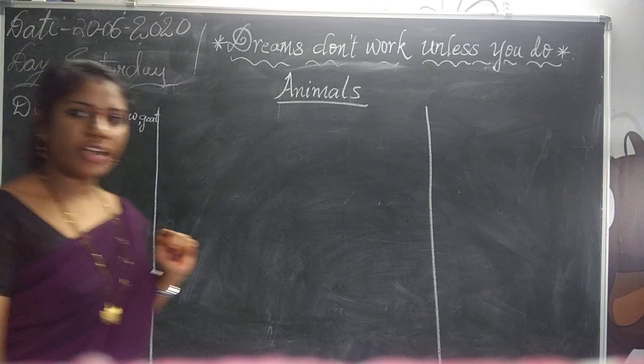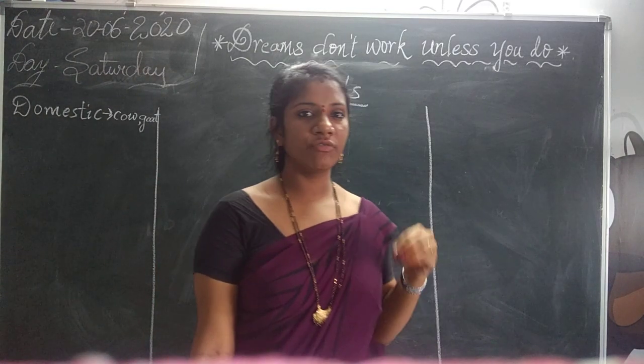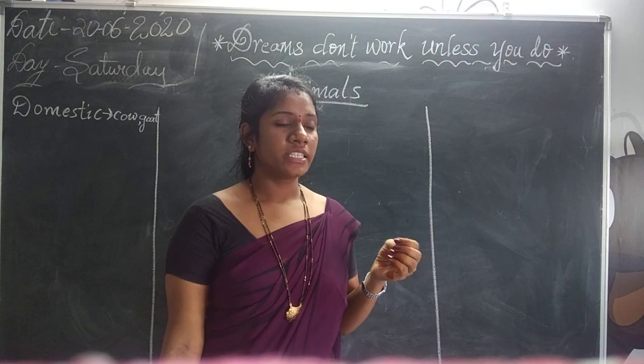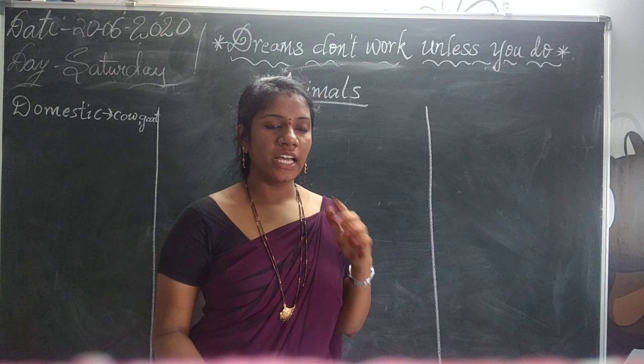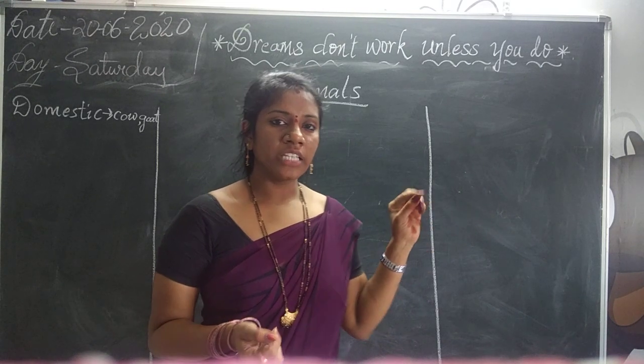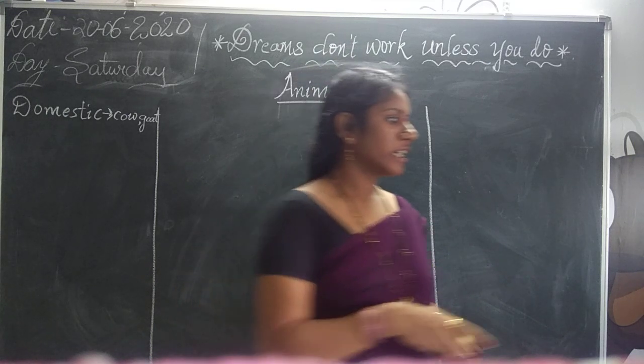And next one, wild animals. What are the wild animals? The animals that live in the forest. These animals are very dangerous because they have sharp teeth and they can hunt other animals. Okay, so this type of animals we can call wild animals. These are very dangerous. You know, lion.